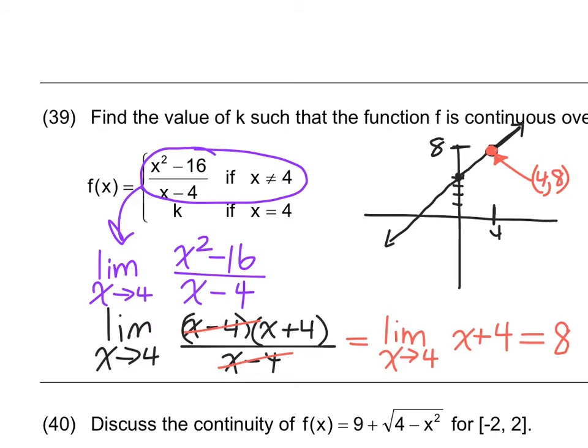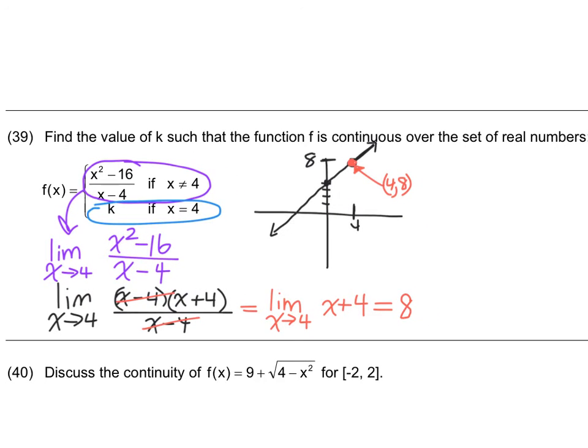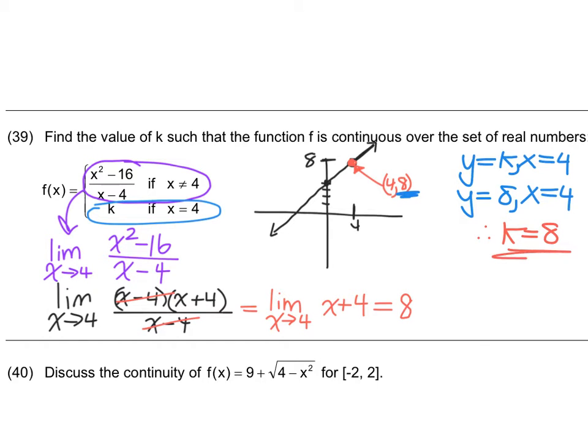The second piece of the piecewise function is telling me that y is equal to k when x is equal to 4. In order for this to work, the y value has to be equal to 8. So that tells us that the k value must have been 8. That's the only way it would work. In order to plug the hole, this would have to be the coordinate of 4, 8 in order to make this a continuous function. I have to plug that hole.